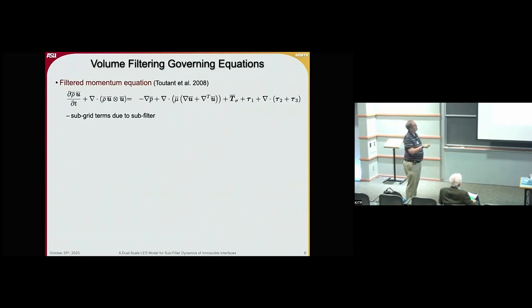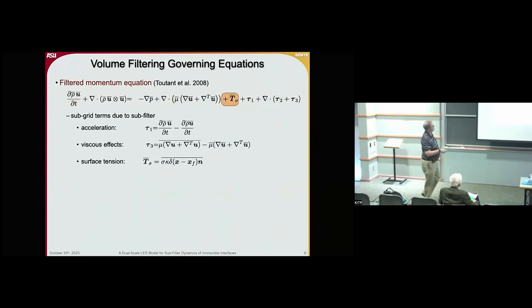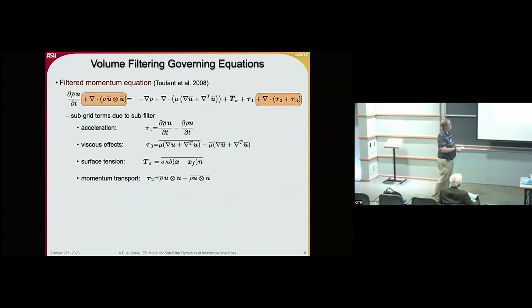So here's my one slide summarizing the governing equations. Basically, we filter the momentum equations, and we follow the approach by Toutant. If we do this, we get subgrid terms due to subfilter acceleration, viscous effects, surface tension, and momentum transport. And if you look at these terms, the more traditional single phase one is this one here, only the momentum transport.